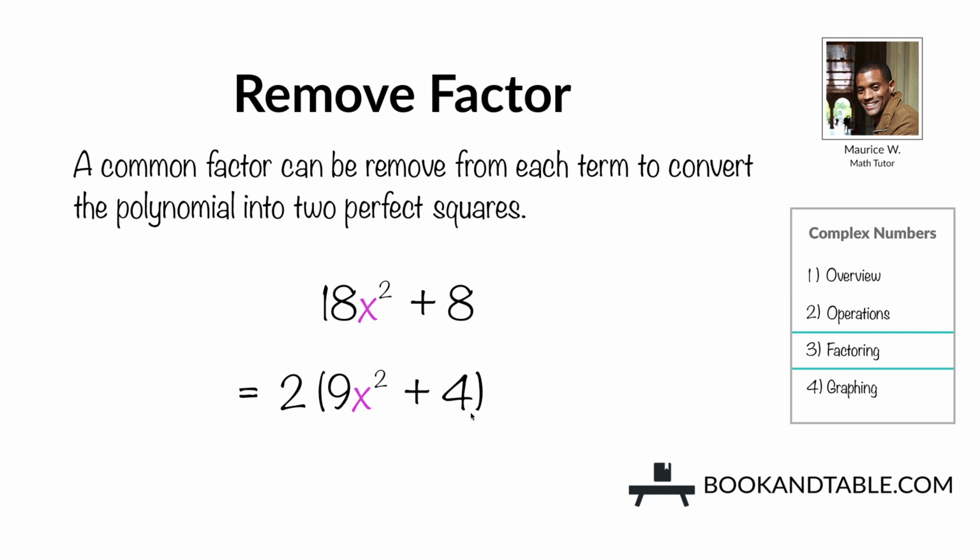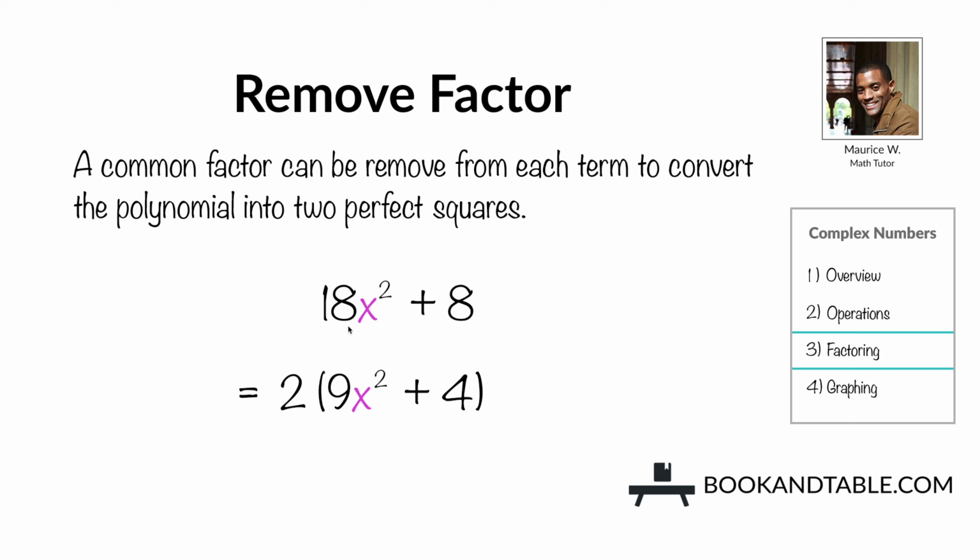In other cases, you'll have to remove a factor in order to create the sum of two perfect squares. So a common factor can be removed from each term to convert the polynomial into two perfect squares. Let's say you were given 18x squared plus 8. 18 is not a perfect square, and neither is 8.